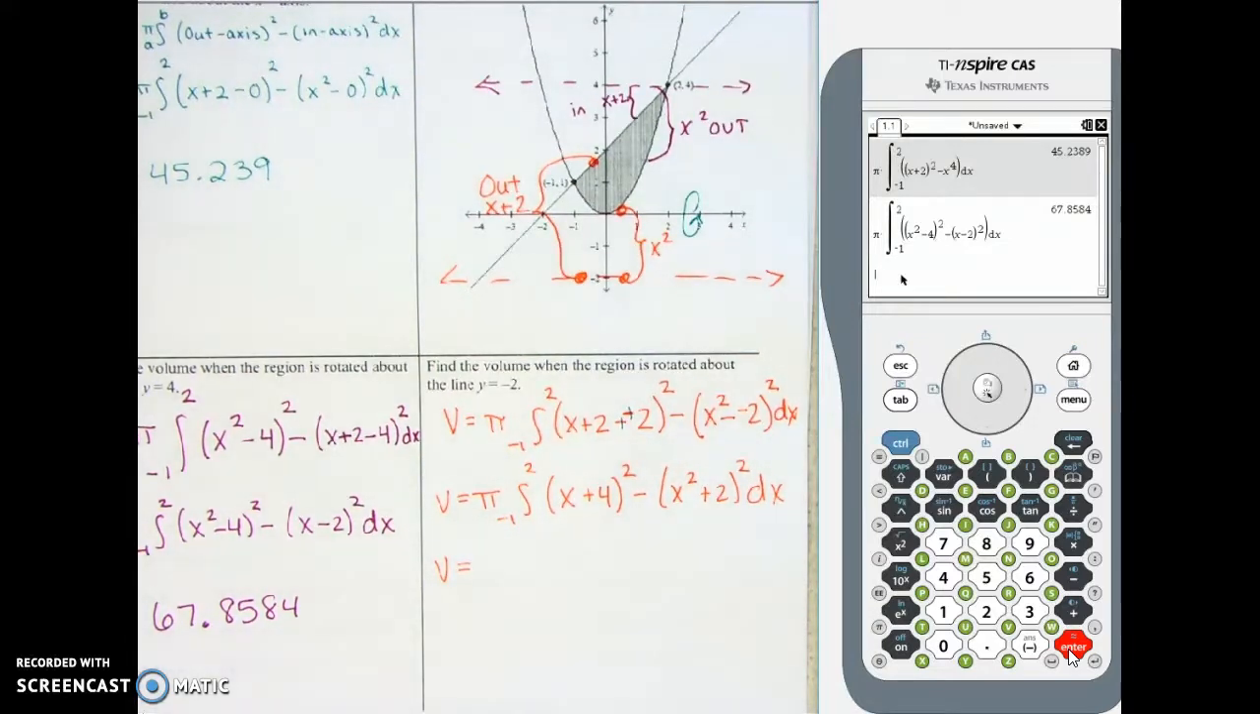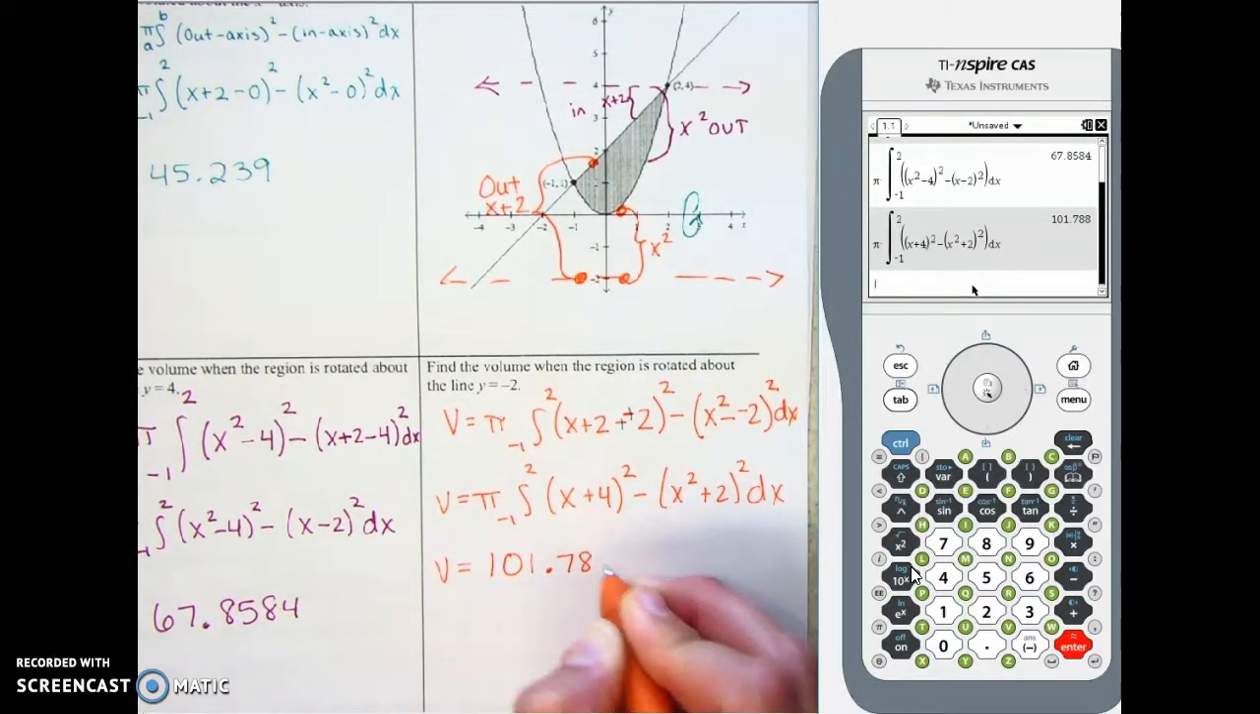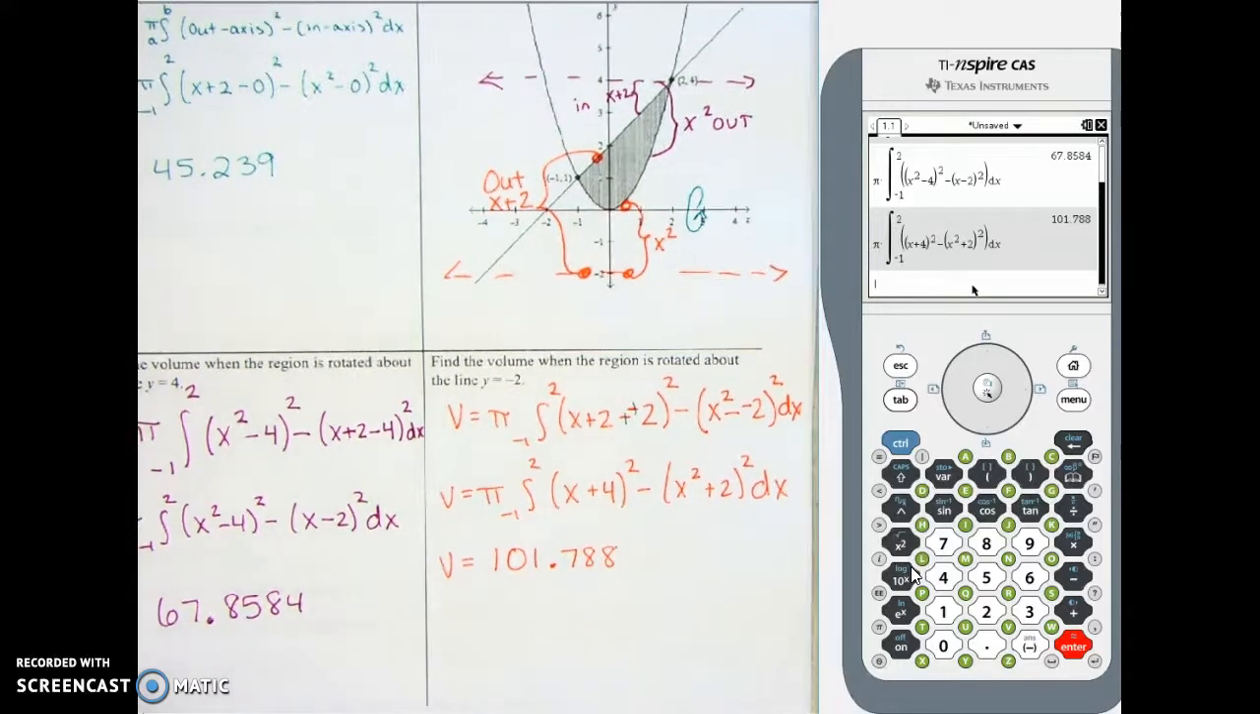Let's see what this volume is. Now I'm on the calculator. And I have an x plus 4, squared, minus an x squared plus 2. Oh, they keep getting bigger and bigger. 101.788.